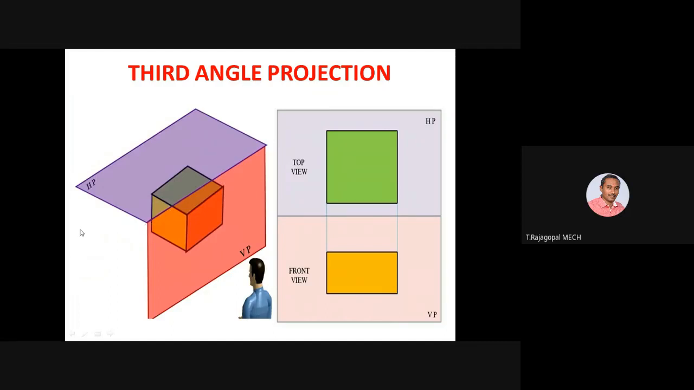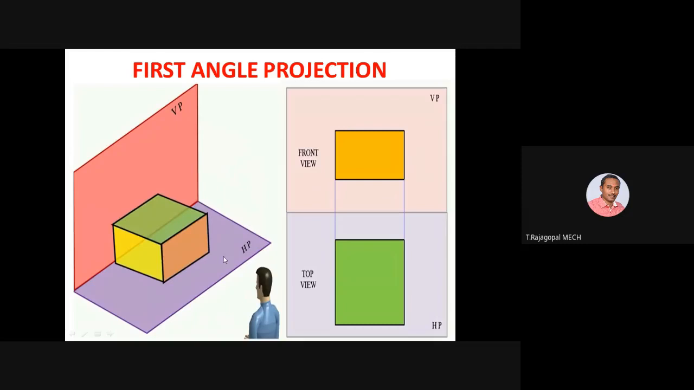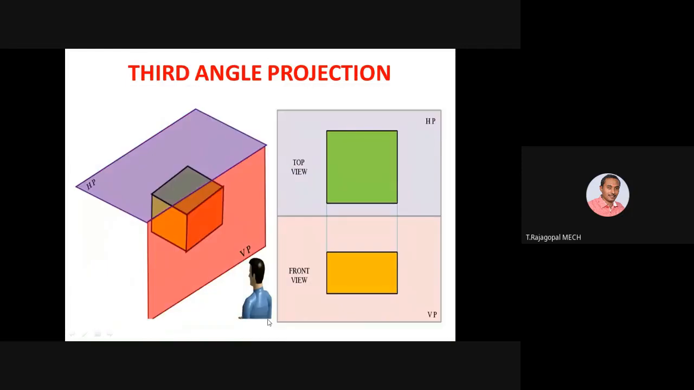Object is behind VP and below HP. When the object is behind VP, the observer is standing here. The plane of projection is in between the object and the observer. In case of first angle of projection, you see the difference: the object is in between the plane of projection and the observer. Here, the plane of projection is in between the object and observer.